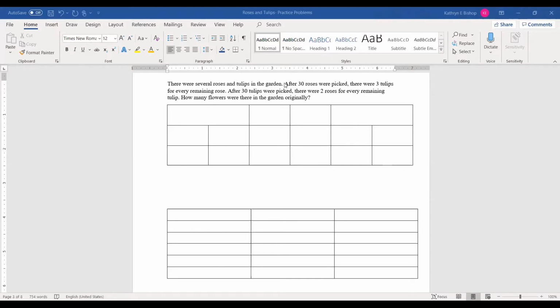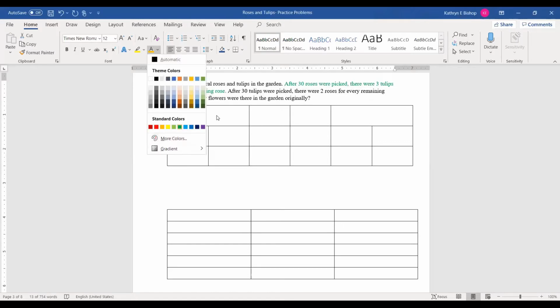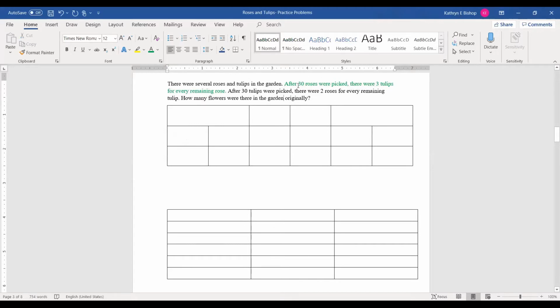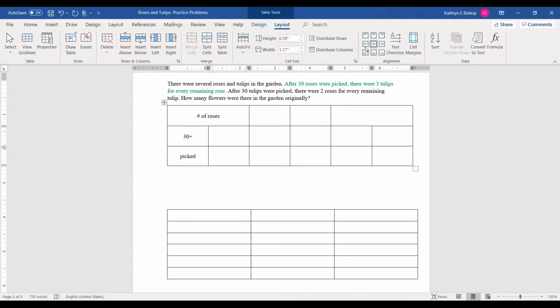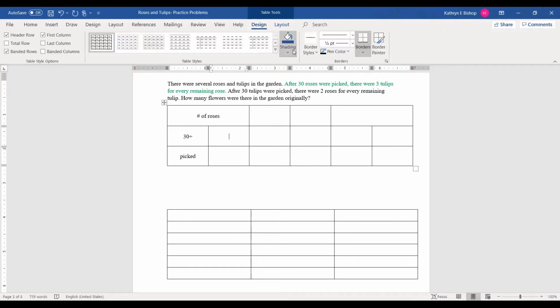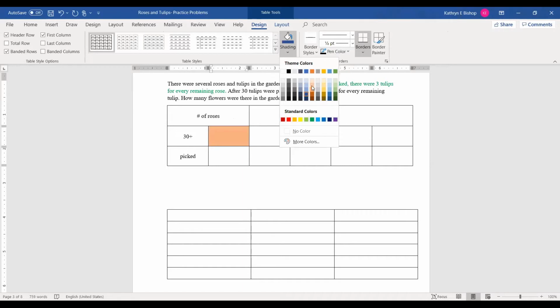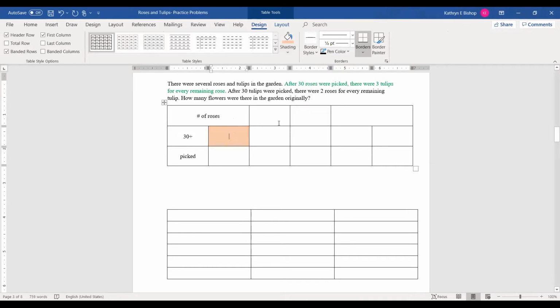So I started off with this sentence, and I'm going to make that green just so I know that that's what I'm talking about. And so 30 roses were picked first, so I wrote 30 plus, because that was a given, and this is going to be my number of roses, and these specifically are the roses that were picked. And then whatever is here is what was left over of my roses.